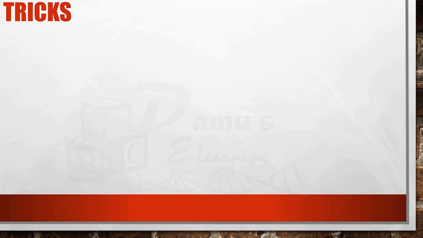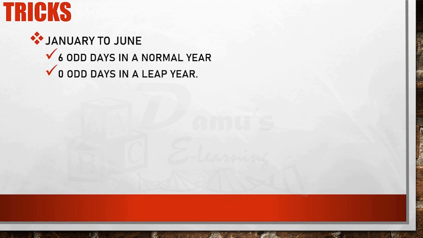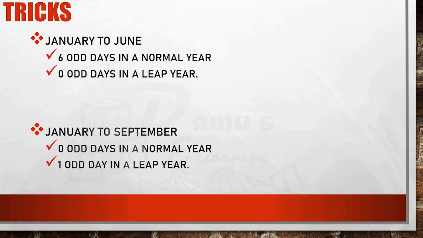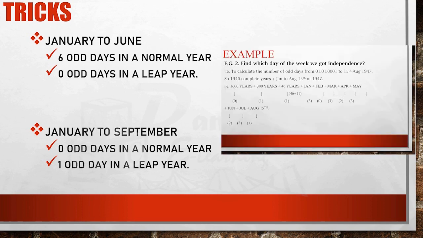Now this is going to make our problem solving a little easier and faster. Number of odd days from January to June: for a normal year it is 6 and for a leap year it is 0. And from January to September, for a normal year it is 0 and for a leap year it is 1. Therefore, in the previous question, instead of calculating the number of odd days from January to June, you can straight away write it as 6. So that will make our problem solving a little easier.